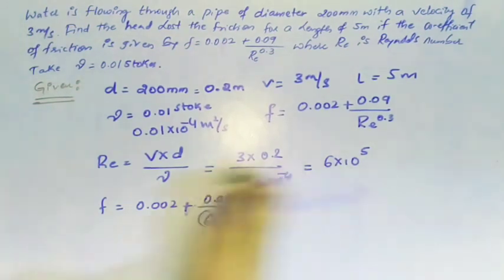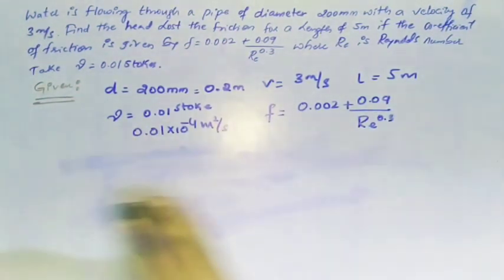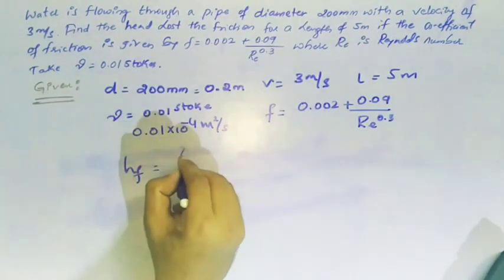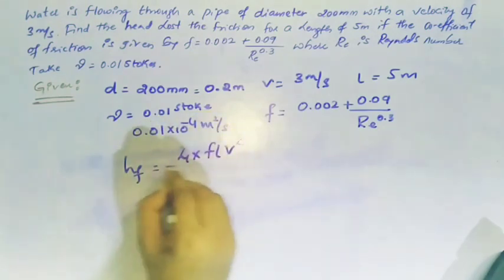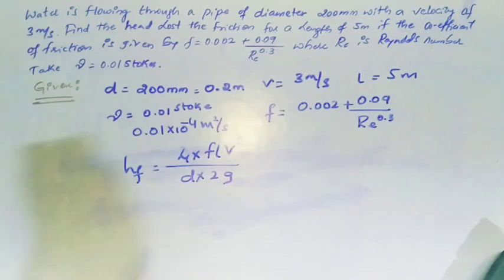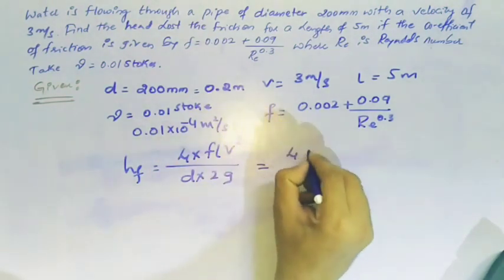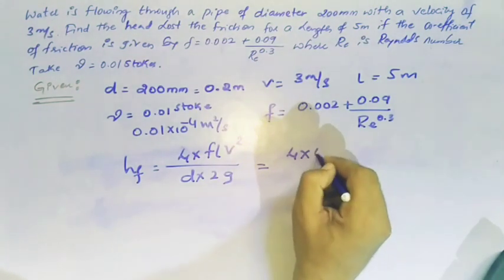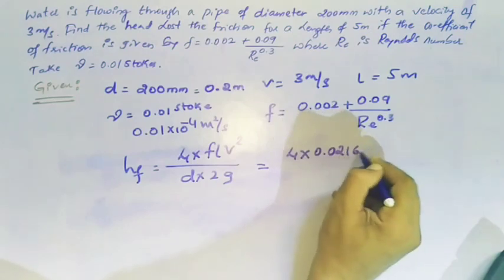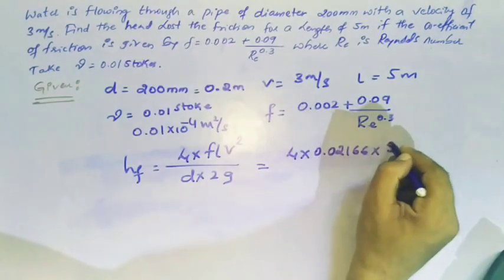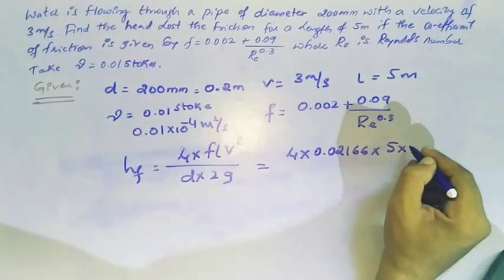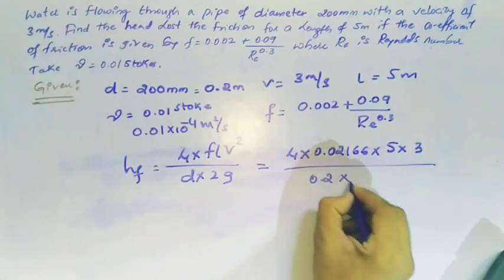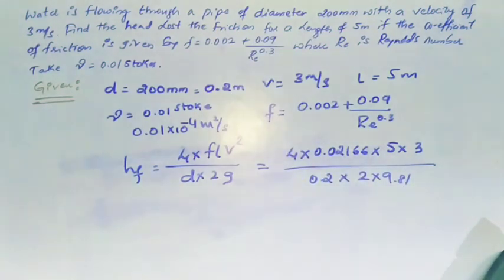Now let us substitute all these values in the friction equation. So let's erase these things. The head loss due to friction, hf, is given by 4 into f L V square divided by D into 2g. Now all the terms are known, let us substitute. 4 into the coefficient of friction, that is 0.02166, into L is 5, then V, velocity is 3 squared, whole divided by diameter, that is 0.2 into 2 into 9.81. g is the gravitational constant.